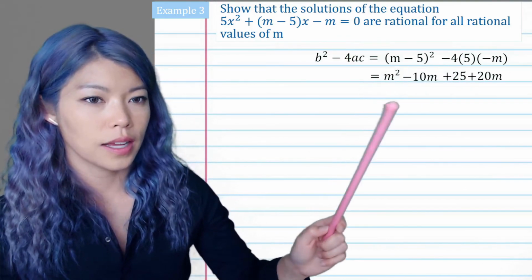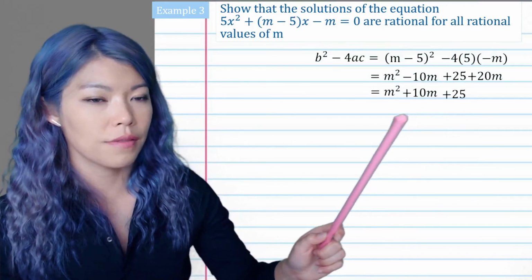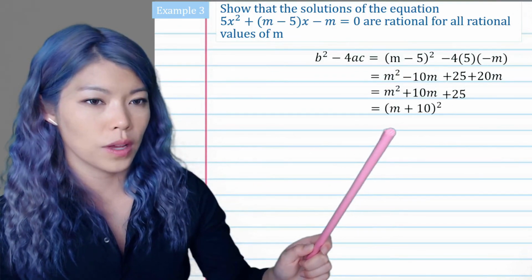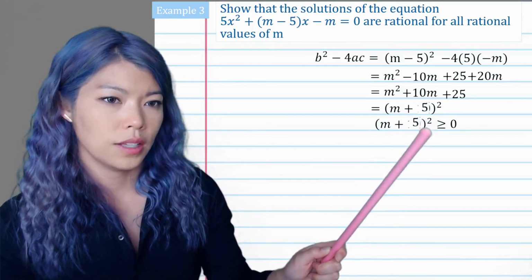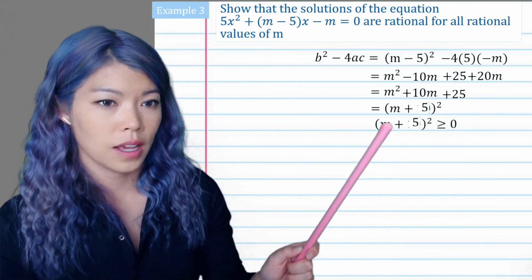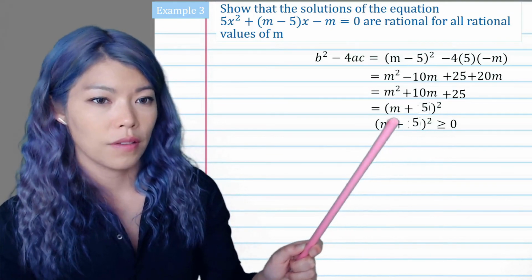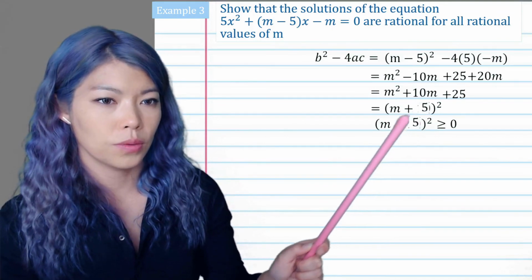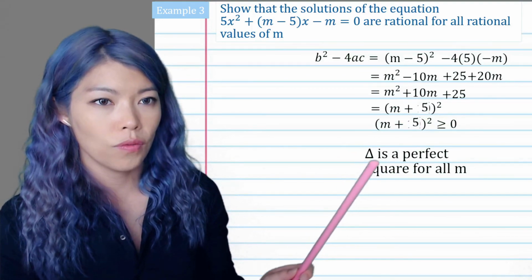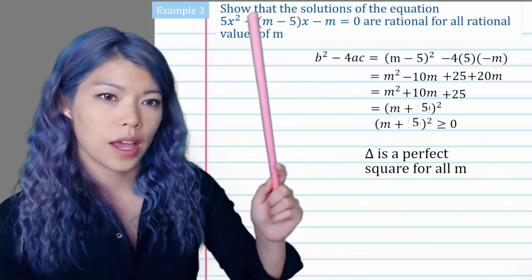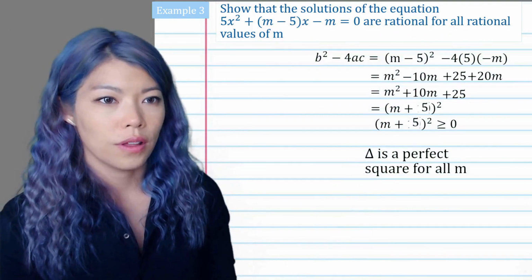Now let's put the like terms together. So m squared minus 10m plus 20m is plus 10m, plus 25. So we can see that that's a perfect square, (m plus 5) squared. Now (m plus 5) squared is always going to be greater than or equal to 0 because m is a rational value. If m is negative 5, we're going to get 0. If m is any other number, because we have that little square, it's going to be a perfect square. The discriminant is a perfect square for all values of m, and therefore the equation has rational solutions for all rational values of m.